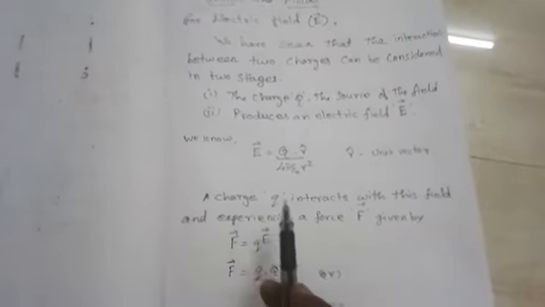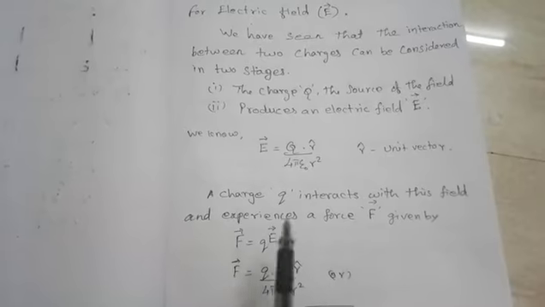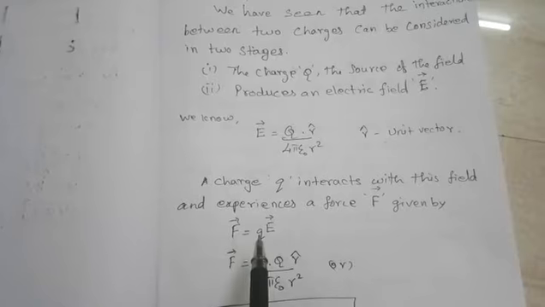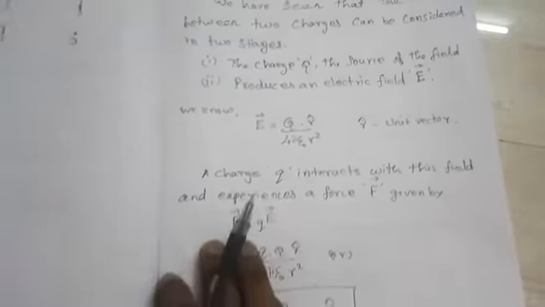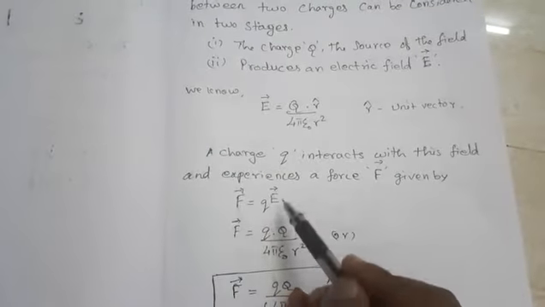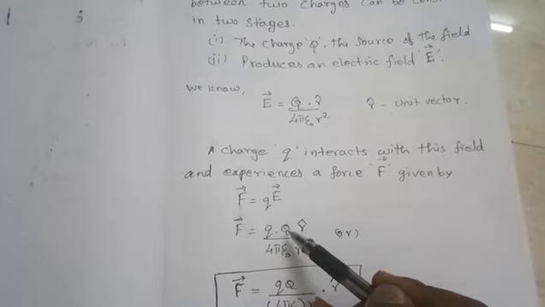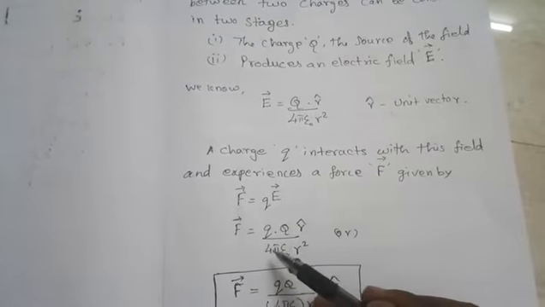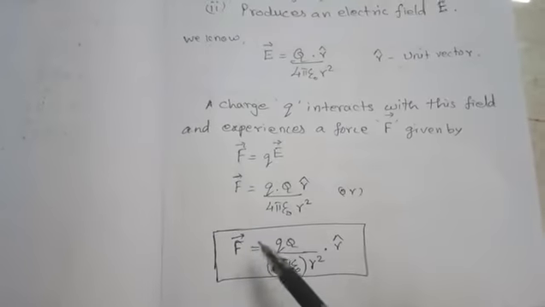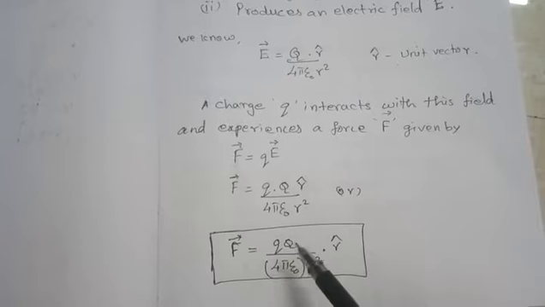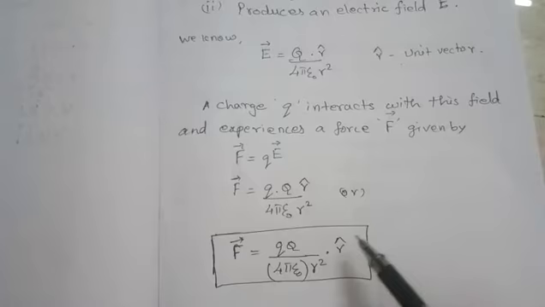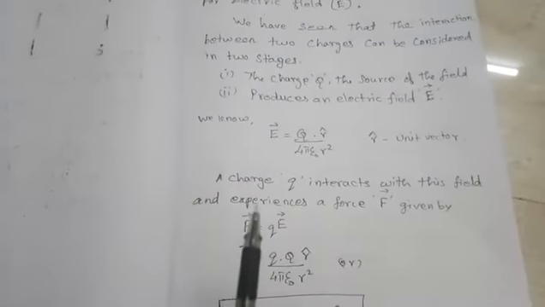A charge Q interacts with the field and experiences a force F, given by F equal to the product of charge into electric field. Already you know the electric field value, so you substitute it here. Q into the E value gives Q R vector divided by 4 pi epsilon naught into R square. Or you can write F vector is equal to Q capital Q divided by 4 pi epsilon naught into R square into R cap. This is the electric field force.